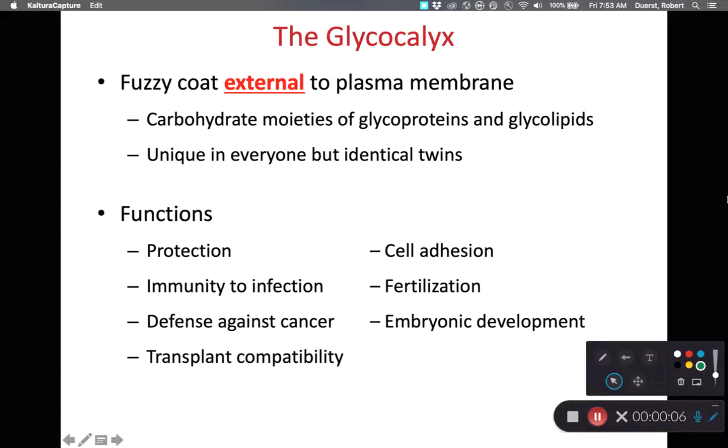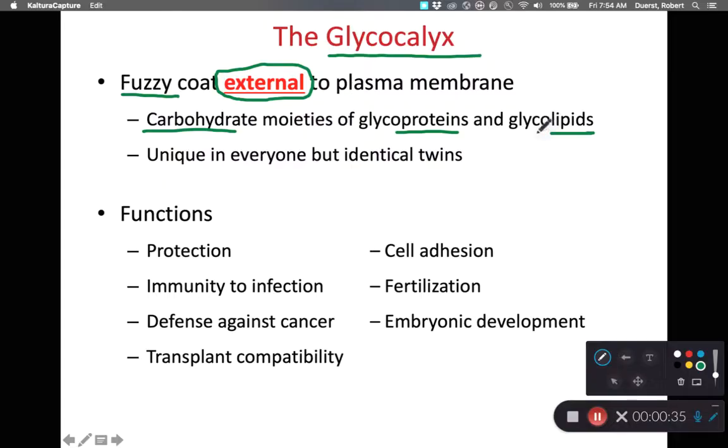Hi class, in this recording we're going to continue talking about the exterior of the cell. As we look at the carbohydrates on the outside of the cell, they are referred to as the glycocalyx, and they're kind of a fuzzy coat in appearance. It's worth emphasizing that they are external. They are on the outside of the plasma membrane, and the carbohydrates that make these up are either going to be attached to lipids or to proteins, and they will be in the form of a glycoprotein or a glycolipid.